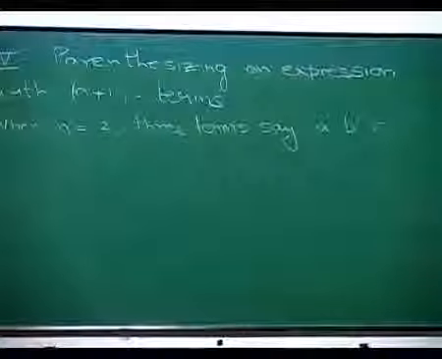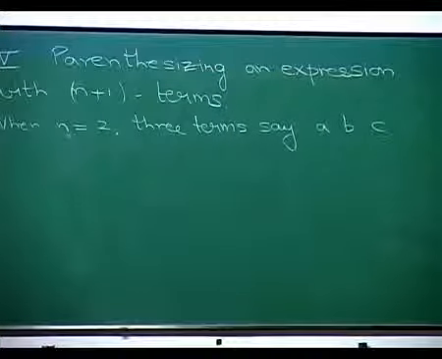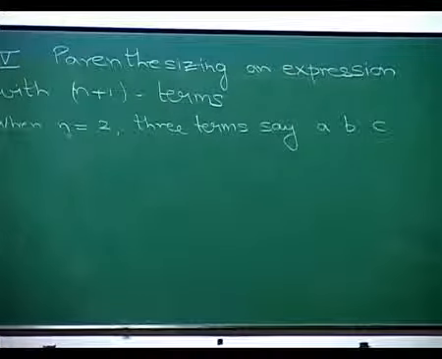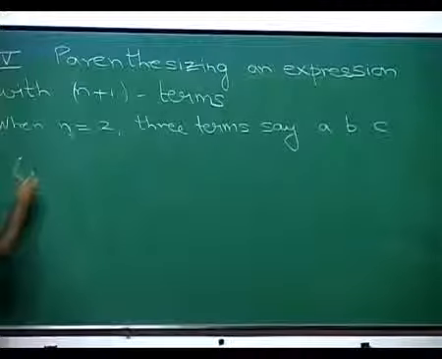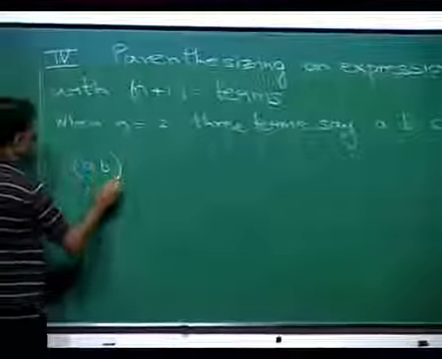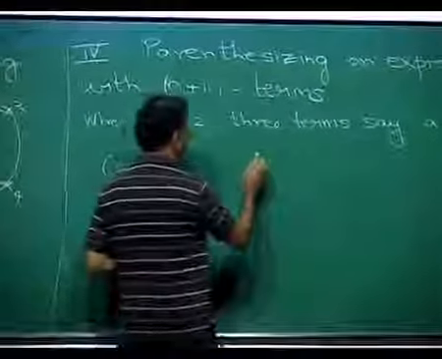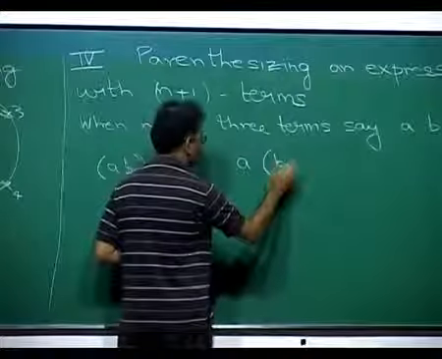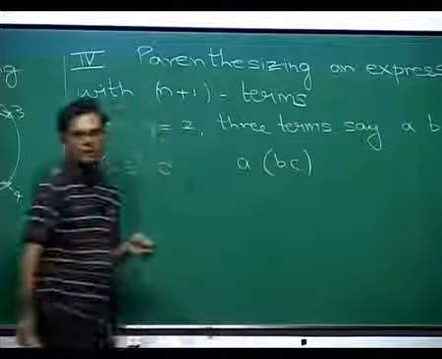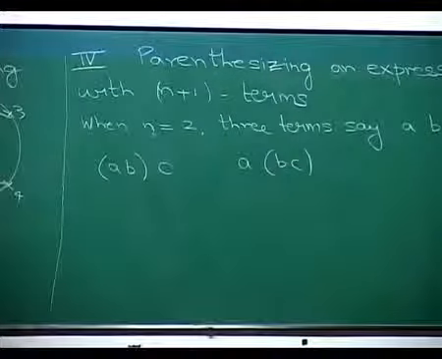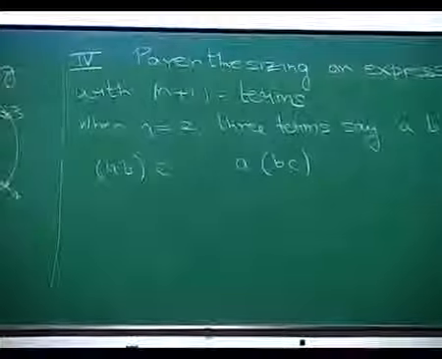Now there are many ways in which you can insert parentheses. Not many, in this case there are only 2 ways. Either you could multiply A and B first, then multiply the answer with C, or you could first multiply B and C and multiply A with the result of that. So there are 2 ways in which A, B and C can be multiplied in that order.